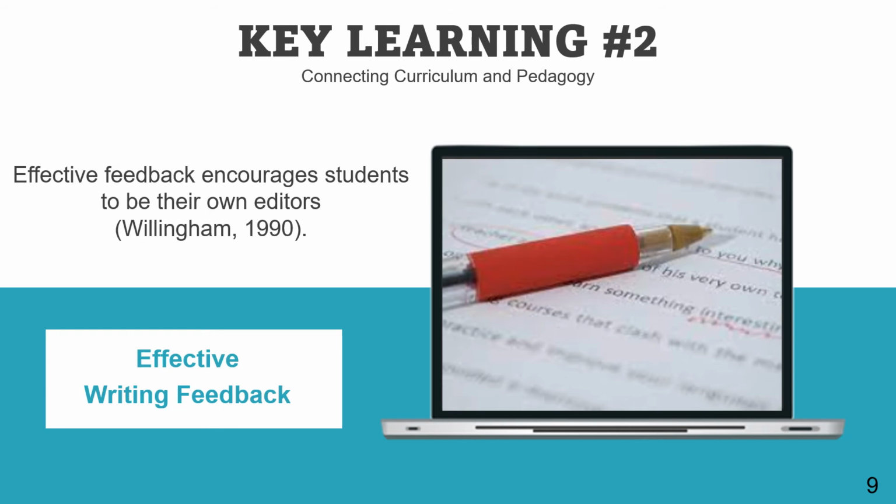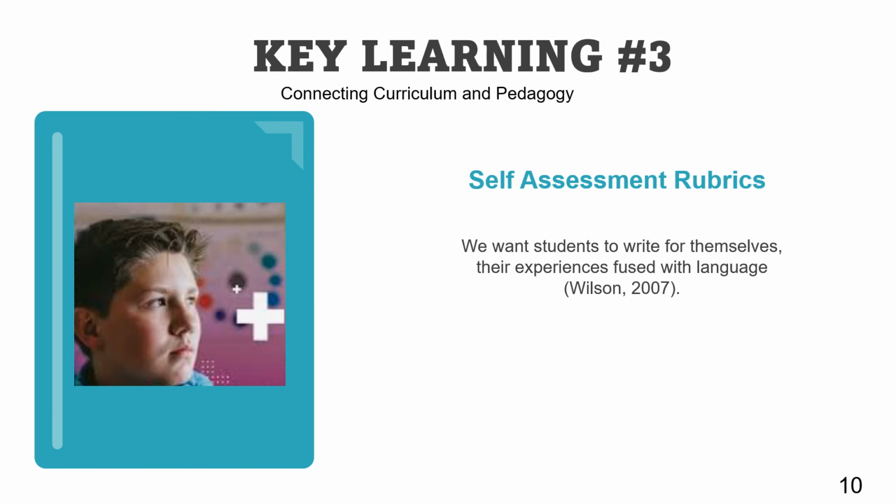Key learning number 2, as Willingham stated, effective feedback encourages students to be their own editors. It creates engaged learners in the classrooms, and teachers must implement effective writing feedback processes to encourage authentic learning and reflection. Key learning number 3 consists of self-assessment using well-structured rubrics. This will encourage students to write for themselves, their experiences, and fuse them with language, as Wilson mentioned. Teachers use this form of assessment to build reflective writers that improve their craft every day through their own understandings of their surroundings and their background knowledge.